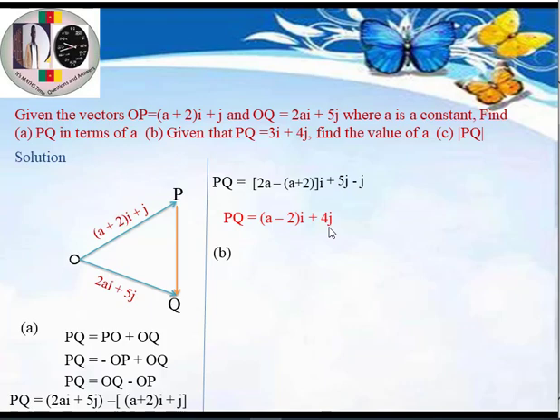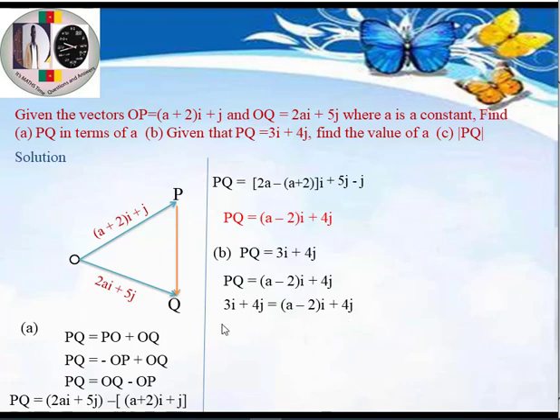So for question B, we are told PQ is 3i plus 4j, and we have found PQ for question A, and we know PQ is a minus 2i plus 4j. We use these two things to find the value of a. We know that if PQ is 3i plus 4j, and again PQ is a minus 2i plus 4j, then 3i plus 4j is the same as a minus 2i plus 4j. So if we put that into one equation, we get this equation on our screen.